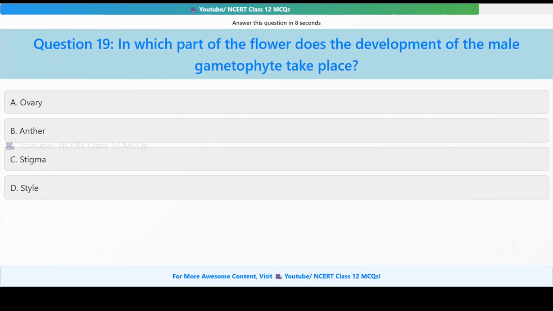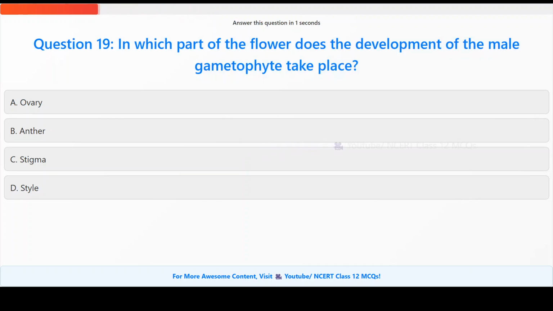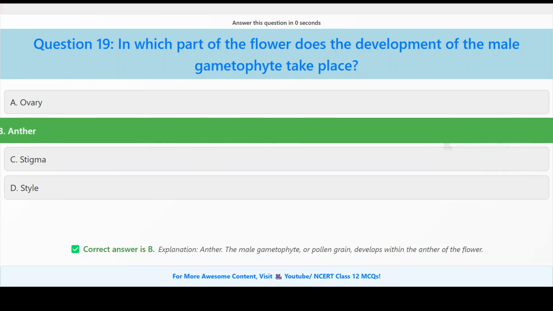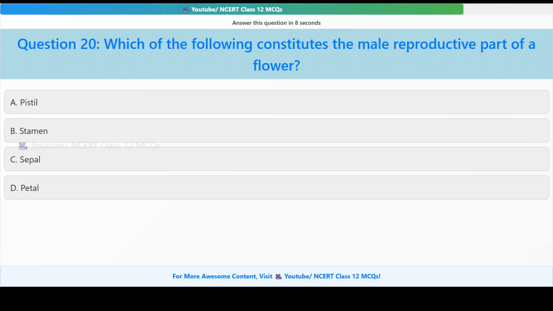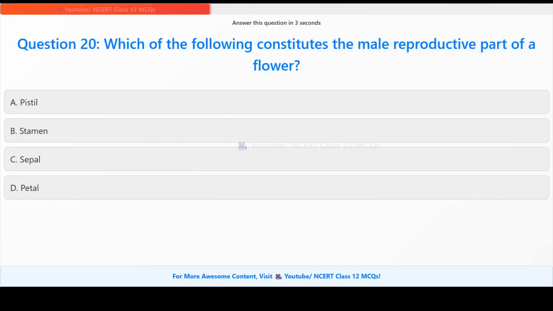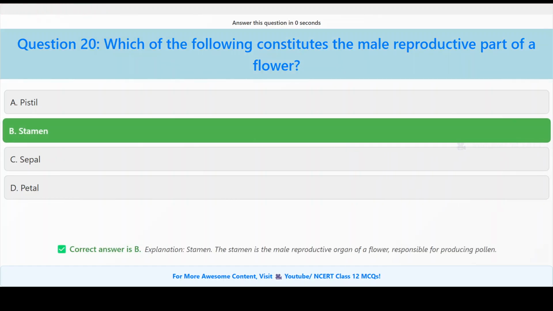Question 19. In which part of the flower does the development of the male gametophyte take place? Anther. The male gametophyte, or pollen grain, develops within the anther of the flower. Question 20. Which of the following constitutes the male reproductive part of a flower? Stamen. The stamen is the male reproductive organ of a flower, responsible for producing pollen.